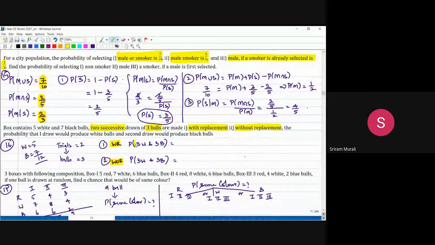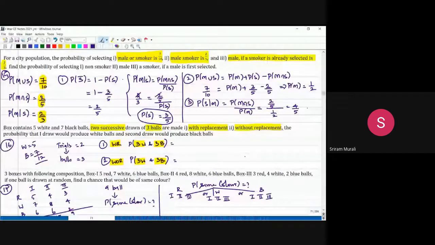First trial to produce 3 white, second produce 3 black. Likewise, second case, first 3 should be white, next 3 should be black. So you are given 5 white and 7 black balls. Total number of balls is 12. 2 trials we made. In the 2 trials, first trial we drew 3, second trial also we drew 3 balls. If so, what is the chance of getting this? He has very clearly given first trial should be 3 white, second trial should be 3 black. If it is with replacement, without replacement, what is the case?